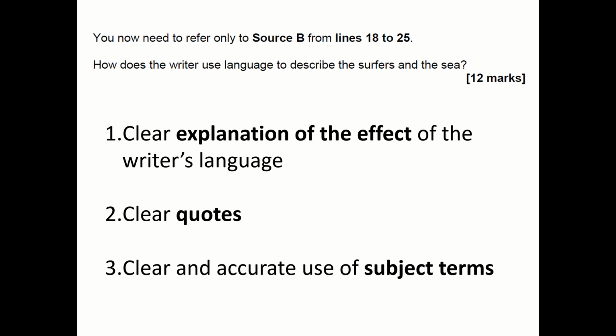So subject terms are things like the names for the language features, such as metaphor, simile, rhetorical question, as well as other terms such as verbs, adjectives, nouns, so names of the word classes as well. And if we're writing also about sentence structure, we might also mention the different sentence types if that's applicable, but only if that's appropriate for writing about.